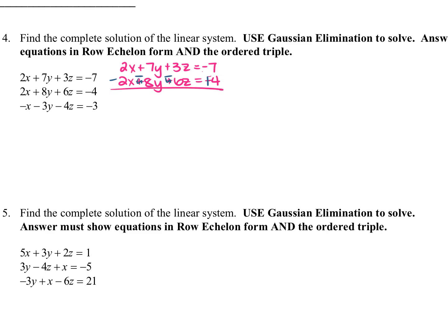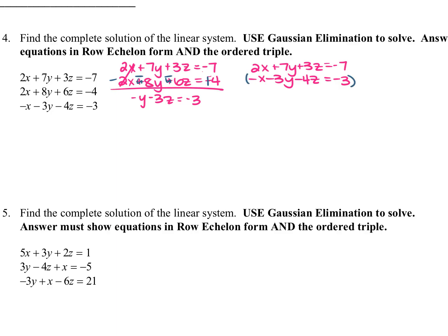So your 2x minus 2x cancels out. The 7y minus 8y is negative y, and 3z minus 6z is negative 3z. And your negative 7 plus 4 is negative 3. From here, I'm going to use the top equation and the bottom equation and keep going with this. So I have 2x plus 7y plus 3z is equal to negative 7, and negative x minus 3y minus 4z is equal to negative 3.